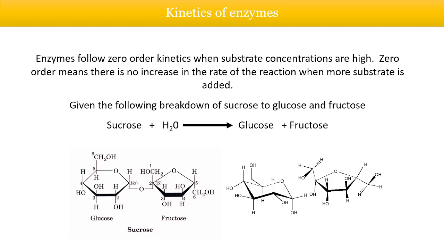So the kinetics of enzymes follows zero order kinetics when substrate concentration is high. Zero order kinetics signifies that there is no increase in the rate of a reaction when more substrate is added. An example is the breakdown of sucrose to glucose and fructose.